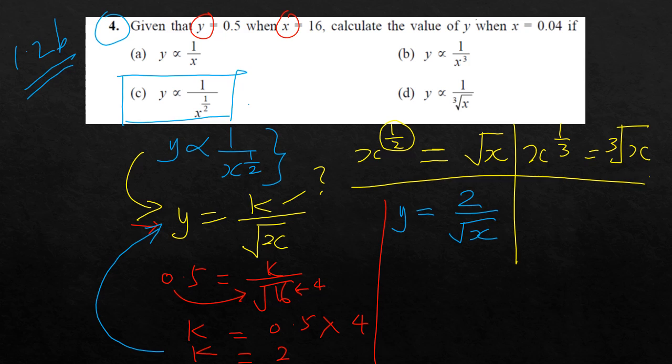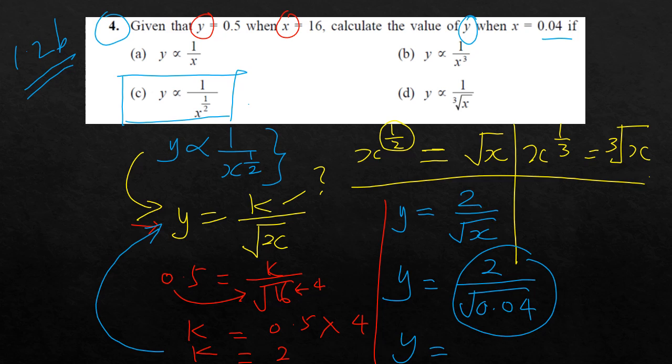Okay, then you can find your y. Y equals 2 over this one, your x, square root of 0.04. You just use your calculator, this one in one step. You can get the answer y equals 10. So that is the answer. So next time, just relax, don't panic, just do it step by step.